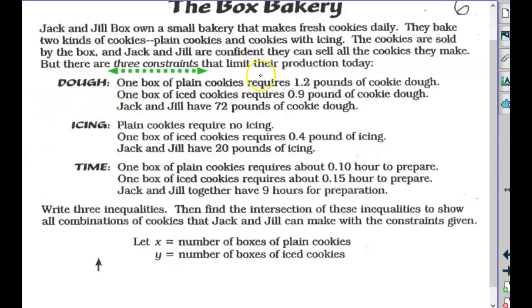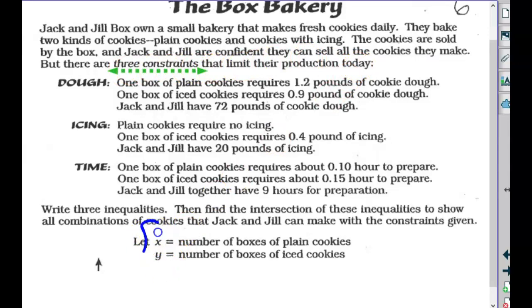Jack and Jill own a small bakery that makes fresh cookies daily. They bake 2 kinds, plain cookies and cookies with icing, or frosting, if you're from America. The cookies are sold by the box, and Jack and Jill are confident they can sell all the cookies they make, but there are 3 constraints that limit their production today.